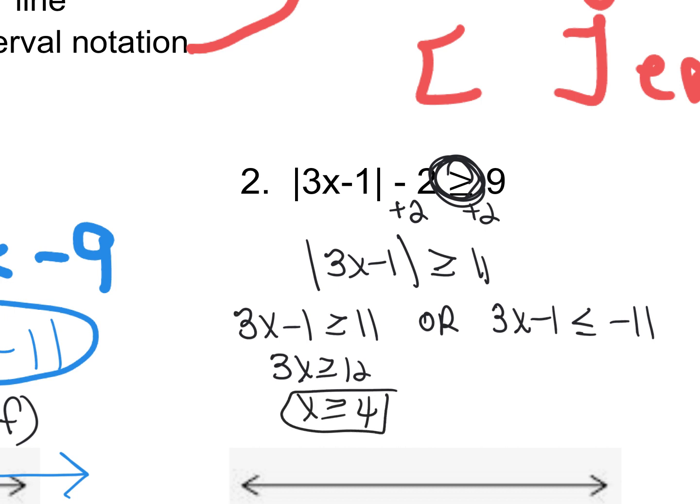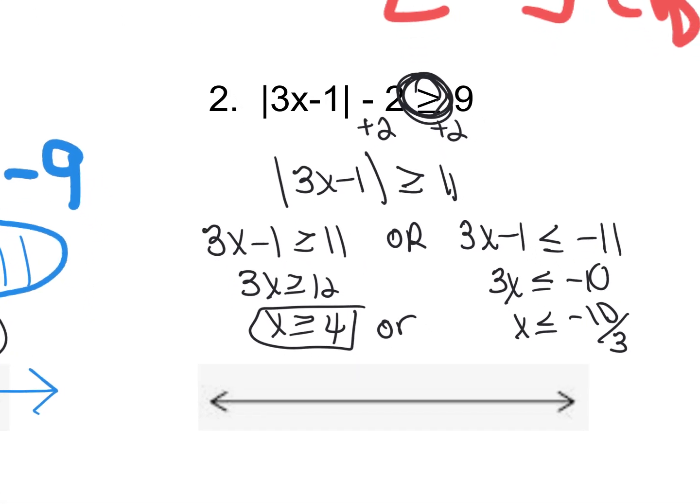So there's one of them. Or, if we add 1 to both sides, we get 3x is less than or equal to negative 10. If we divide by 3, we get x less than or equal to negative 10 thirds. And on a number line, negative 10 thirds is negative 3 and 1/3, roughly.